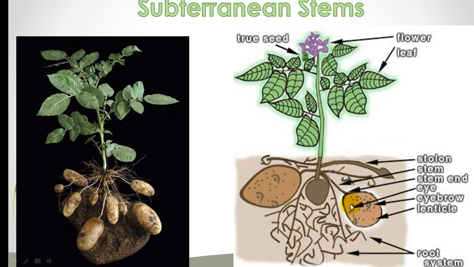Each one of these is pretty cool. These we call the eye. Look at the eye. That little eye right there is capable of growing a brand new potato. So if you had a potato and you cut it into pieces, and each piece had at least one eye on it, then those would grow new potatoes.